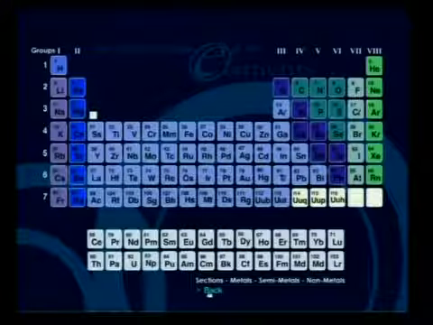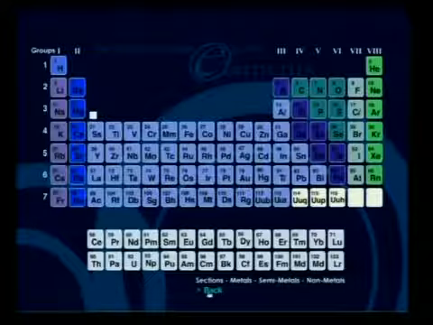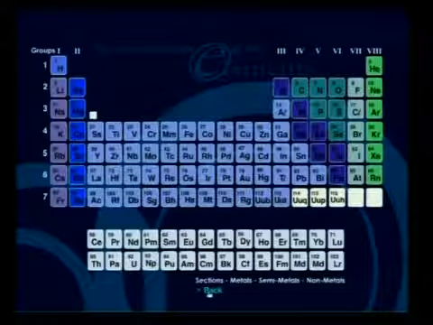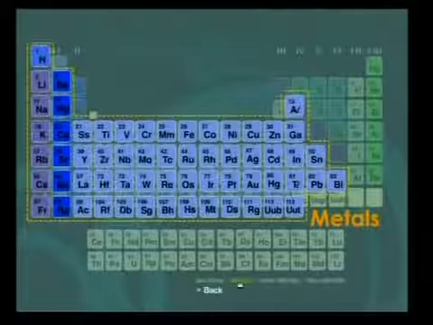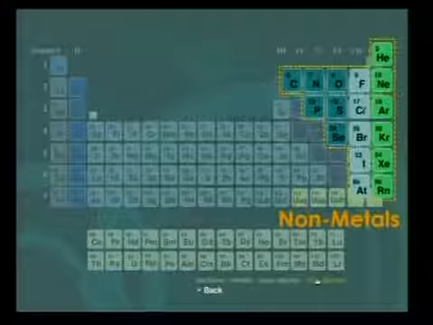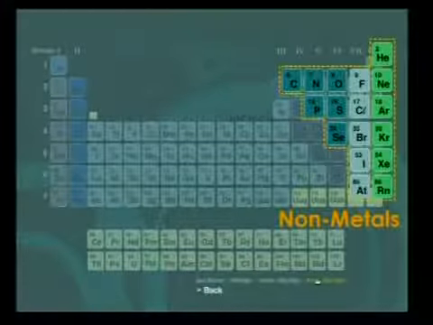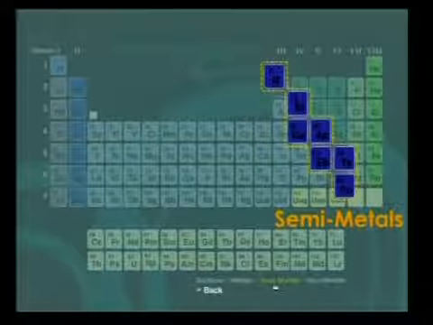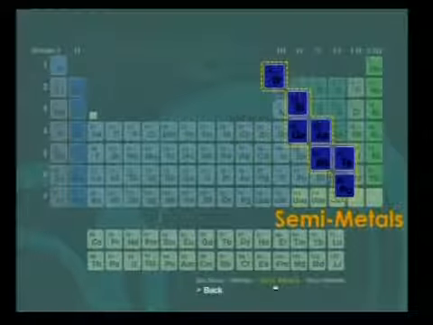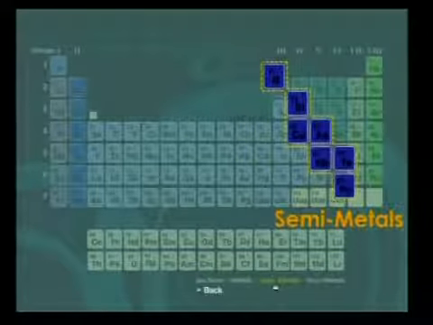But before we begin with our investigations, let's first find out where we find metals on the periodic table. If you look carefully at the periodic table, you will see a zigzag line running from the top left corner to the bottom right corner of the table. This line separates the metals from the non-metals on the periodic table. These elements close to the dividing line are called semi-metals. They're special because they have some metallic properties and some non-metallic properties.